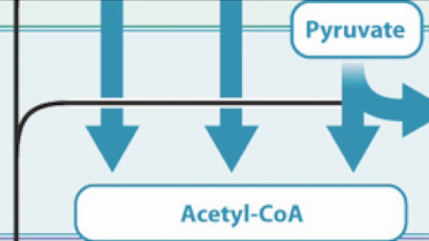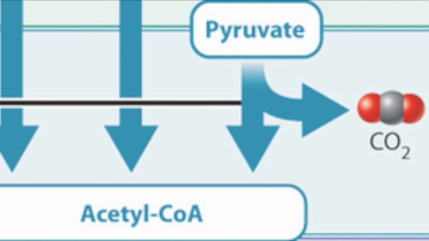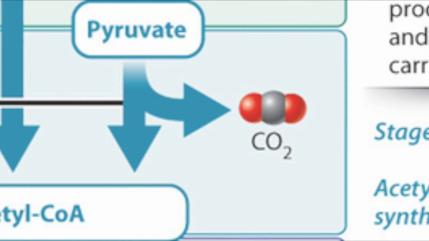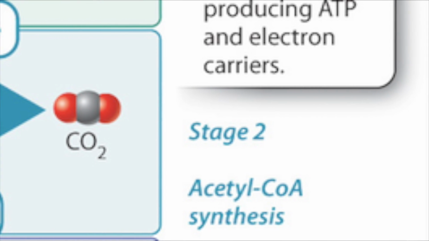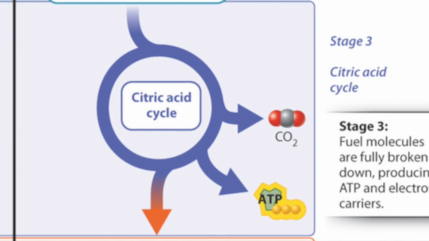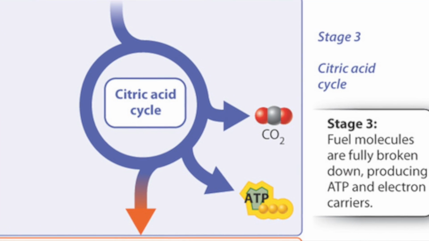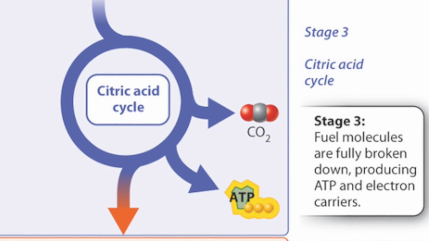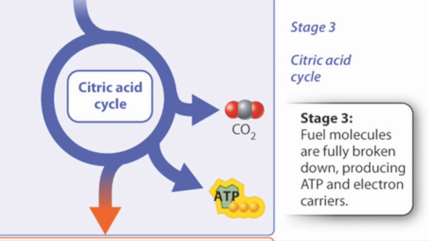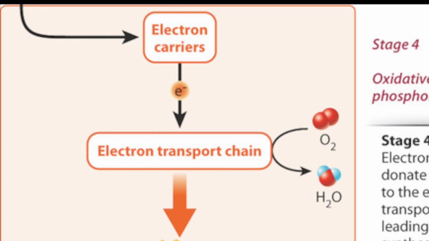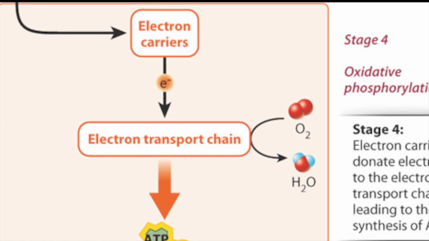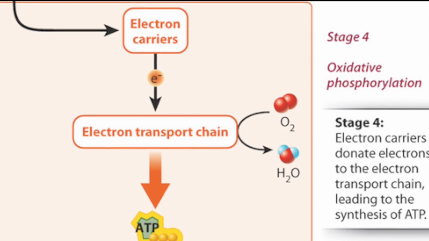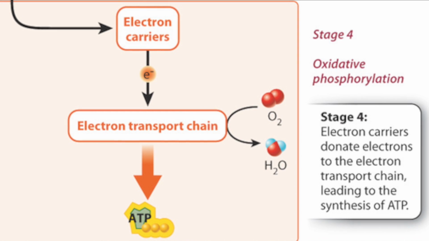The second stage, acetyl-CoA synthesis, is when pyruvate is converted into acetyl-CoA. The third stage, citric acid cycle, is when acetyl-CoA is broken down into electron carriers and ATP. The fourth and last stage, oxidative phosphorylation, is when electrons are donated to create ATP.